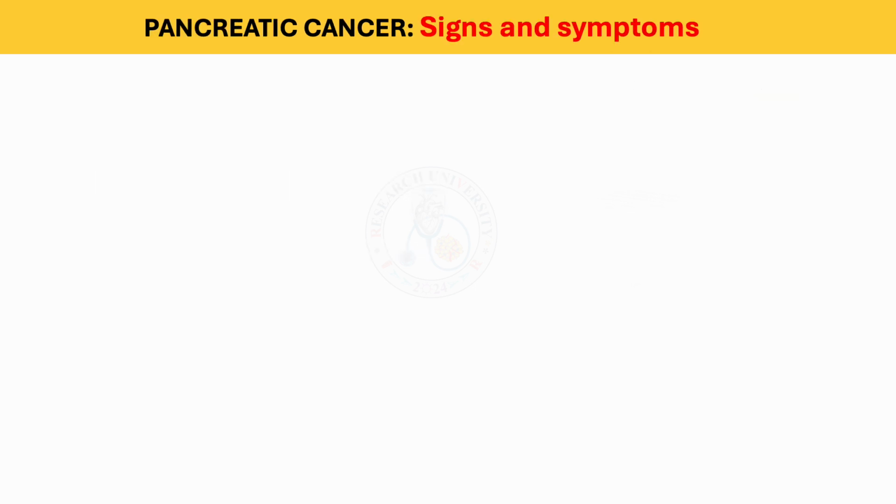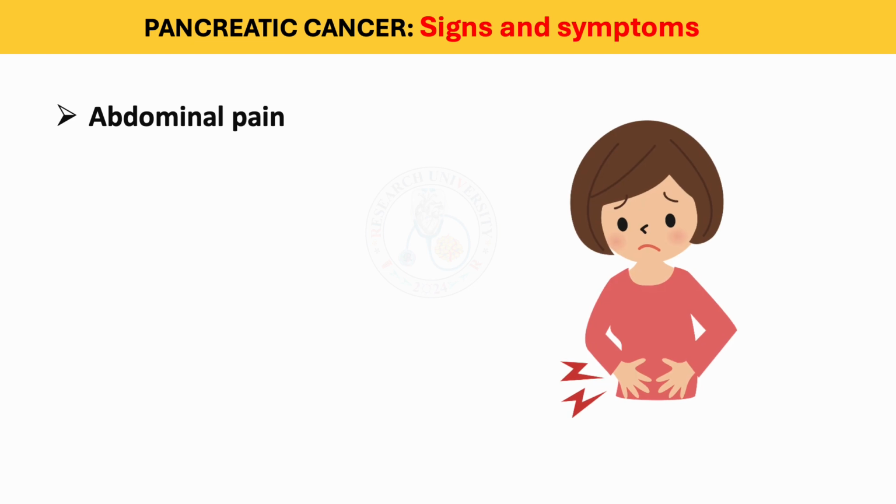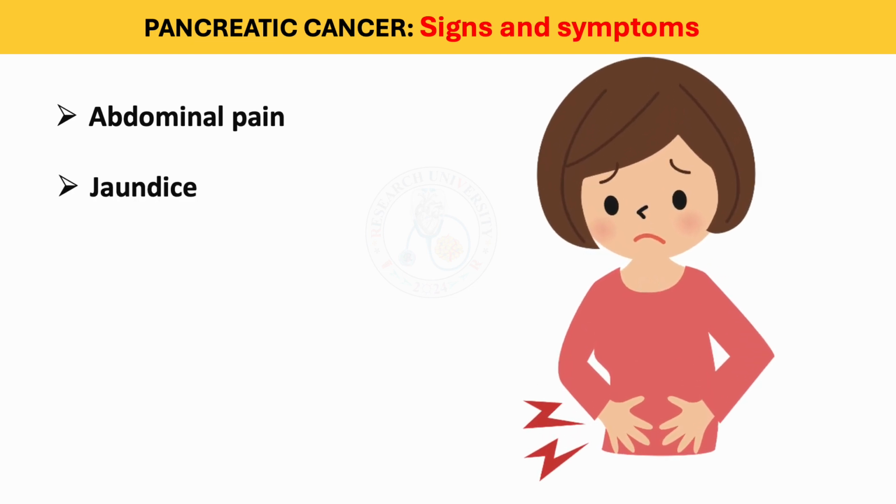Next step is pancreatic cancer signs and symptoms. First one is abdominal pain. Dull or sharp pain in the upper abdomen or back, often persistent or worsening over time. Another one is jaundice. Yellowing of the skin and eyes due to blockage of the bile duct by the tumor, leading to bile buildup in the bloodstream.